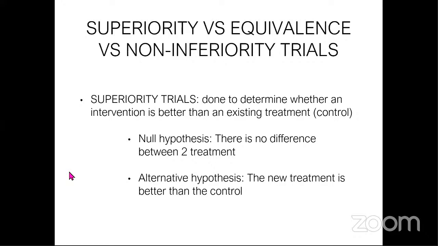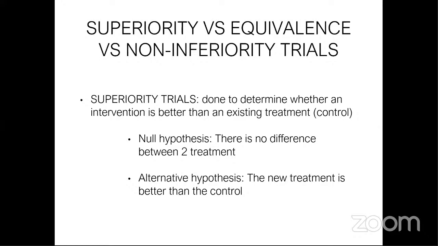So null hypothesis would be there is no difference between two treatments, and alternative hypothesis would be the new treatment is better than the control. So you would look at superiority versus equivalence. You would see, for example, in diabetes mellitus, why is it always metformin plus another drug? Metformin plus another drug. And you will see if it's better or equivalent or superior.